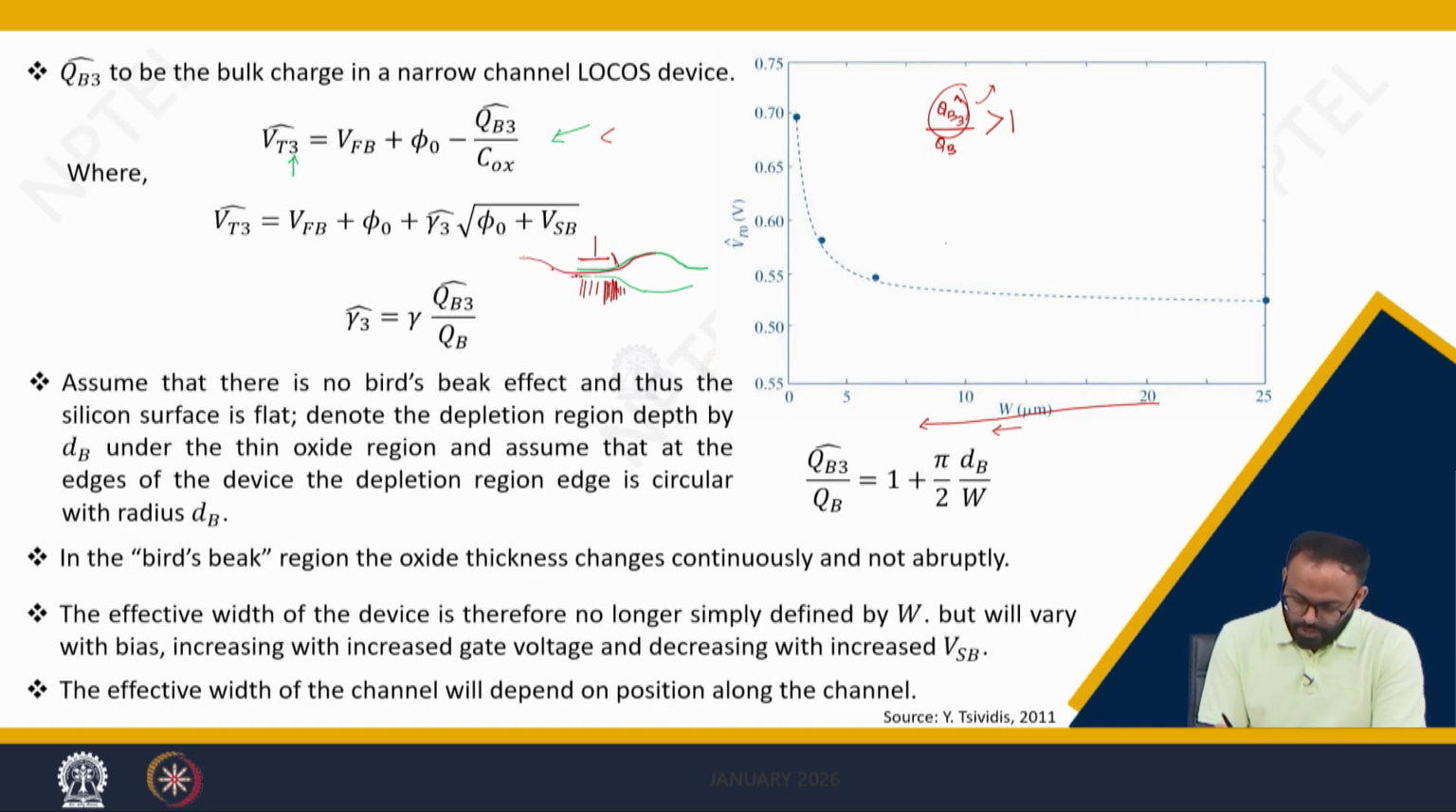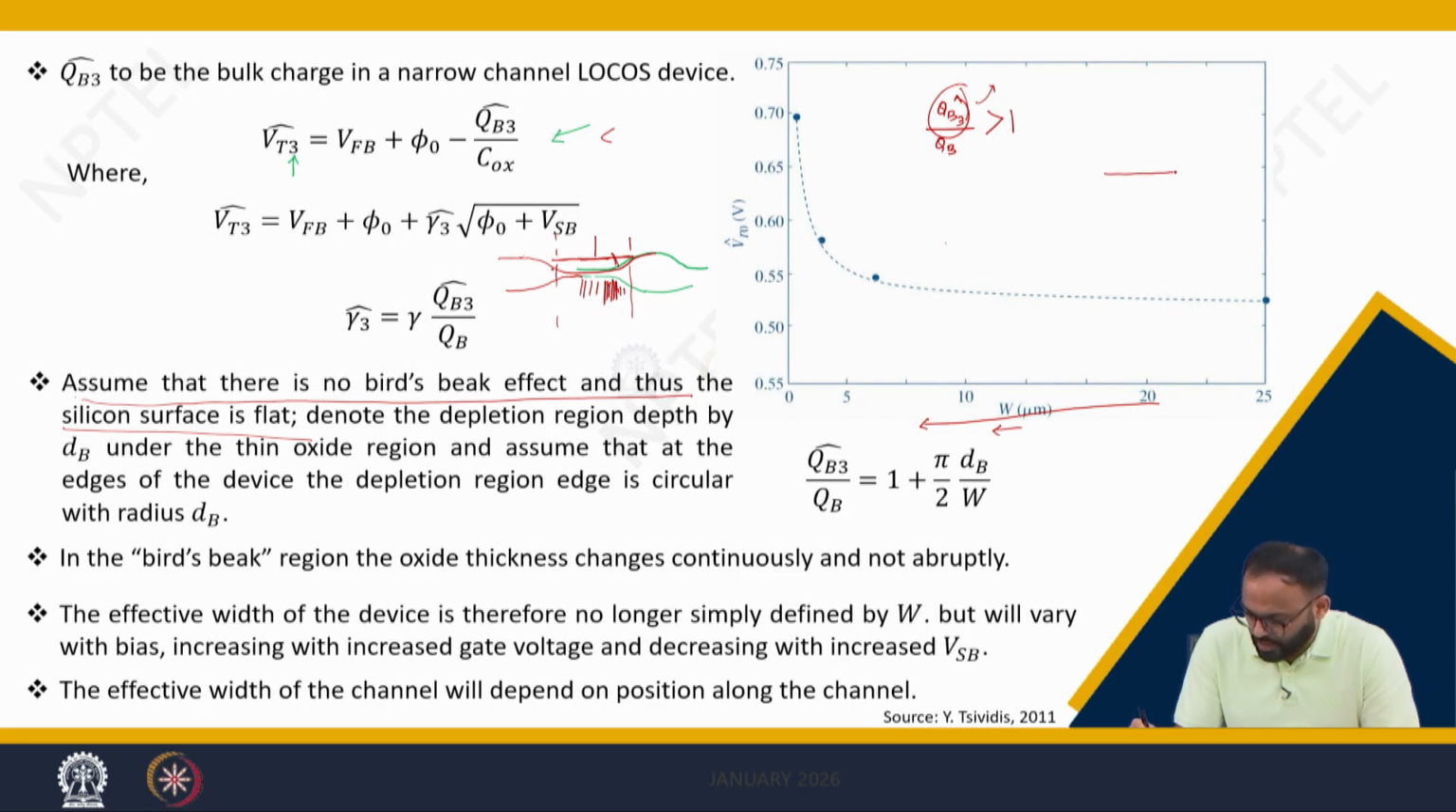Because there is another bird's beak structure coming in this side. So if I just observe this region, I am considering the top region of the silicon is just flat, correct. So you can simply assume that there is no bird's beak effect, and thus the silicon surface is flat, meaning for the simplification we can simply say this is the top plate. Now top plate of the oxide, or top side of the oxide.